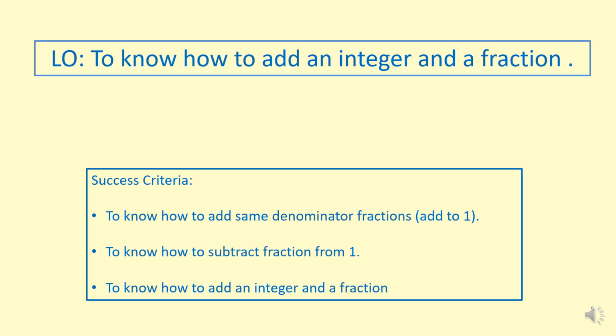Now quickly make sure you have the LO written in your book, which is to know how to add an integer and a fraction. The success criteria, as I said, is to know how to add same-denominator fractions to get to 1, how to subtract from 1, and at the end how to add an integer and a fraction. Just make sure you have your LO written down in your book.